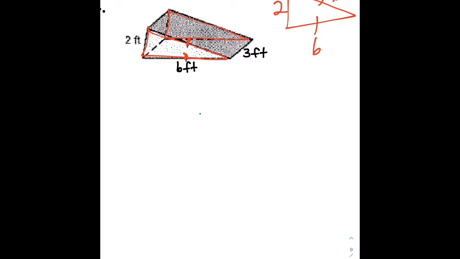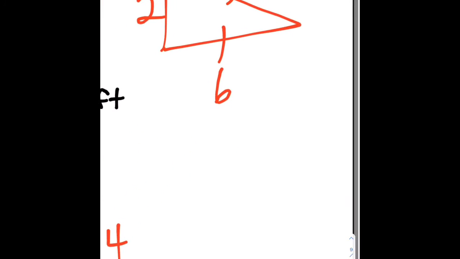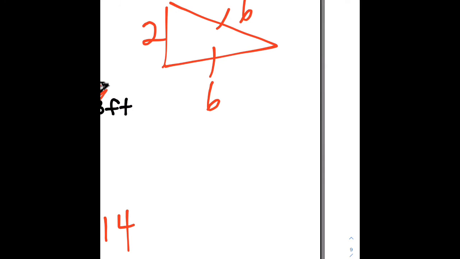So I need to know the area of the base, I need to know the perimeter, and I need to know the height. And this is a problem, again, where the base is going to be kind of a pain in the butt to figure out. Your perimeter is not bad. It's 6 plus 6 plus 2, and that gives me 14. The height between your bases is 3, but we just have to figure out the base. So instead of looking at the triangle this way, I think it's easier to look at the triangle this way.